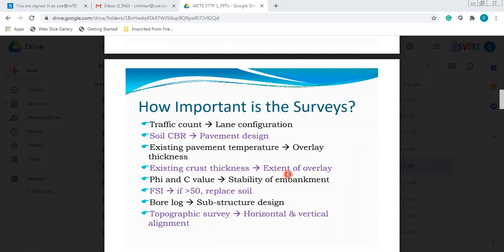Then the values, that is for the soil requirement. C value is basically your coefficient as far as soil is considered, CBR values, then your strength parameters, then your OMC, MDD, compaction values we have to consider for the embankment as well as for your subgrade soil.